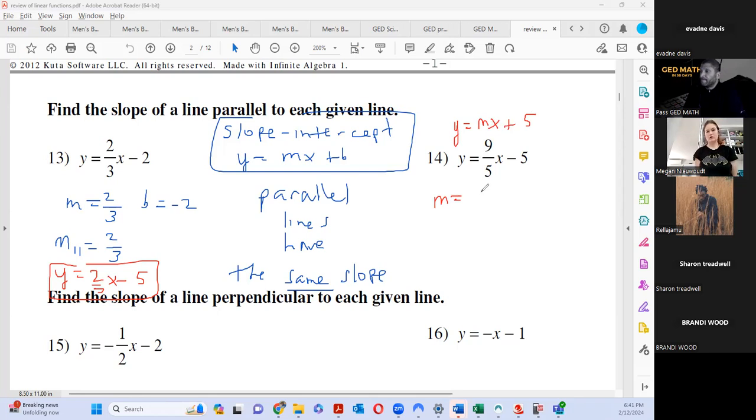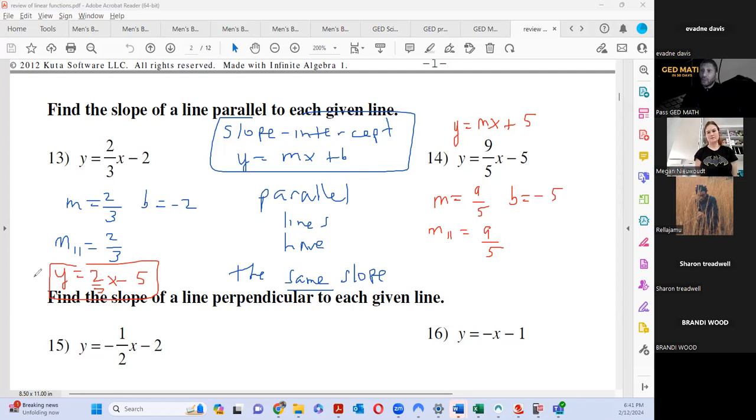The slope for 14? 9/5. What's the y-intercept? -5. What's the slope of any line that's parallel to this line? The same. Which is what? 9/5. Does everybody understand that?